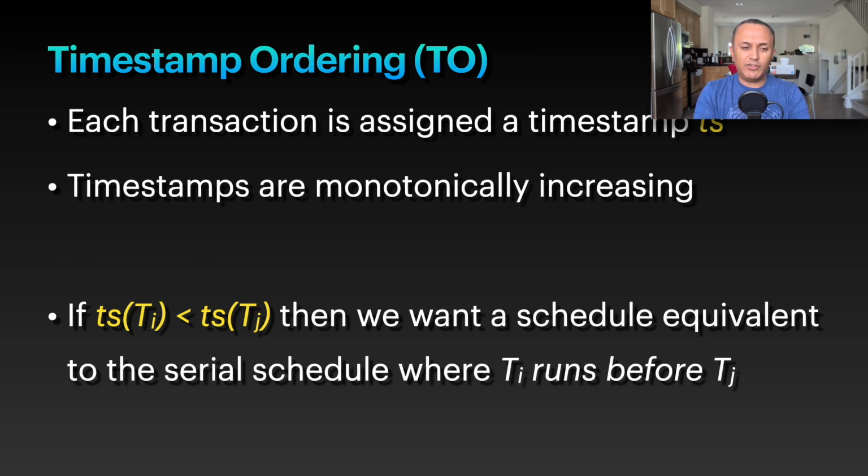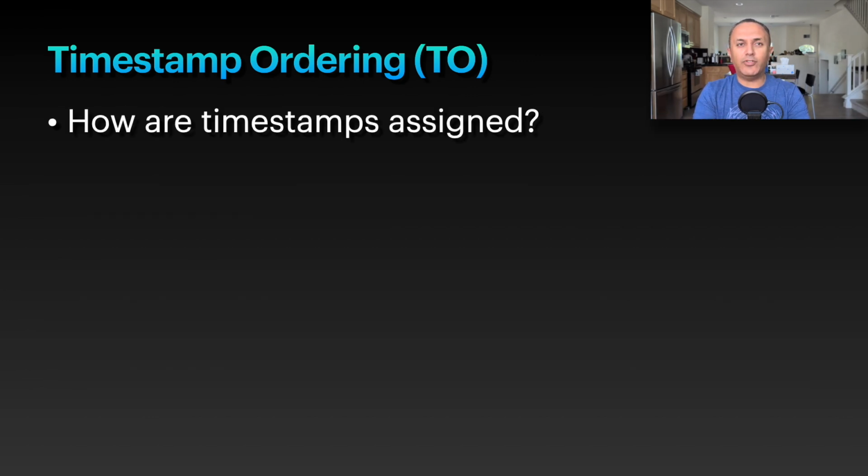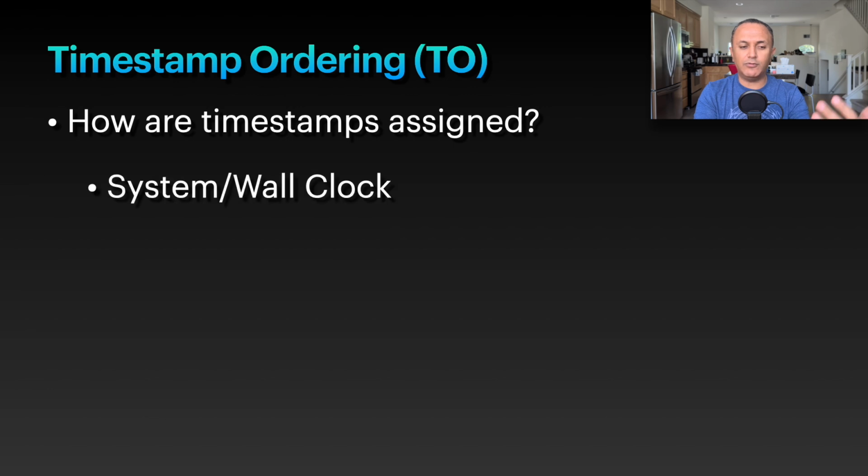So one question to ask is, how are these timestamps assigned? There are multiple ways, but one of the simple ways would be to use the system clock or the wall clock. So whenever the transaction starts, see what is the value of the system clock and let that be the timestamp for this transaction. These are monotonically increasing, of course.